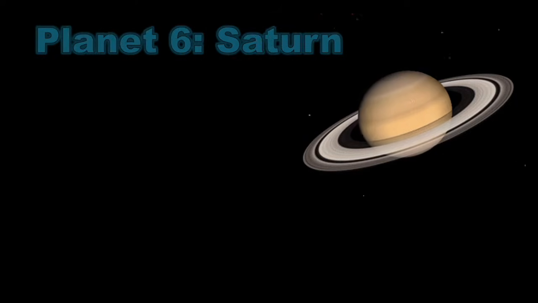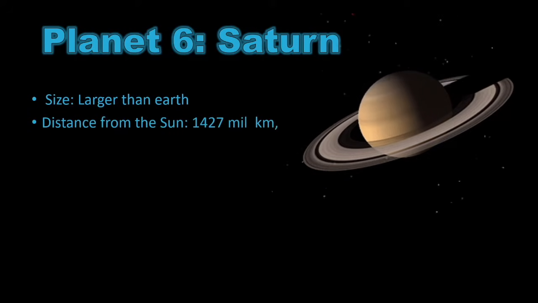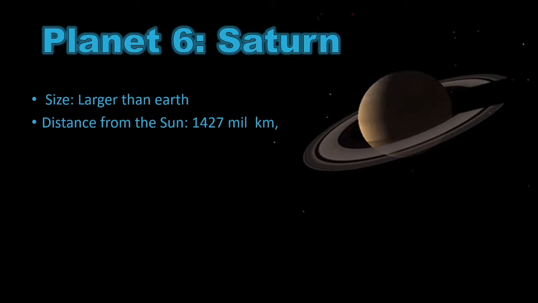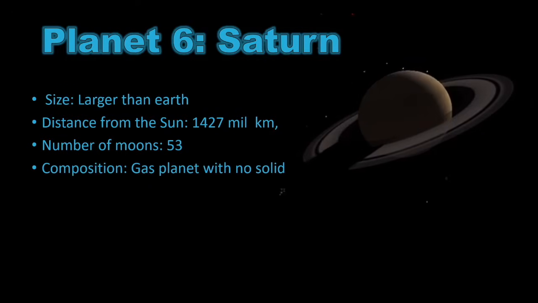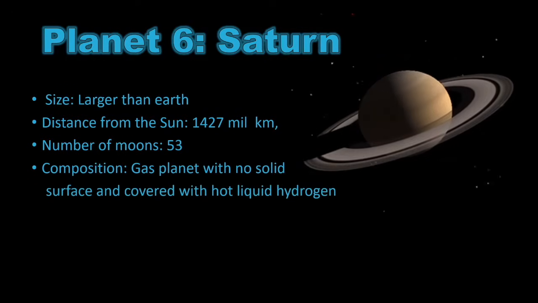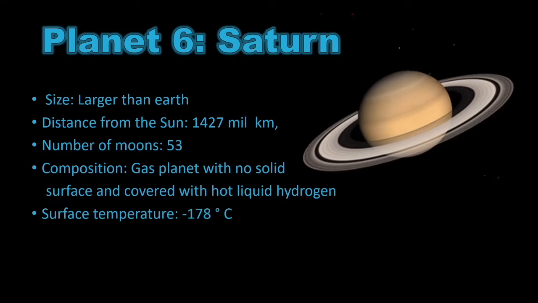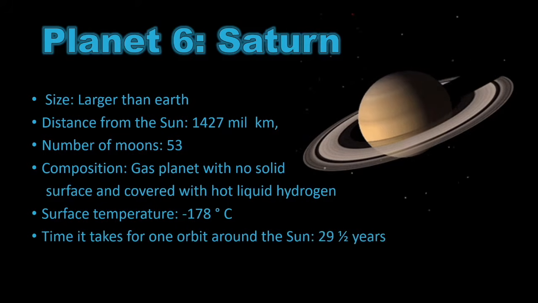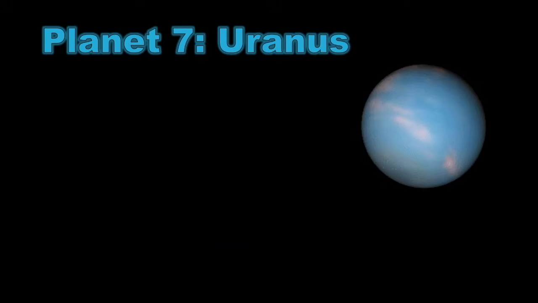Planet number 6 is Saturn. This is also larger than Earth. It's 1,427 million kilometers from the Sun, and it has about 53 moons. It's also a gas planet, and it is covered with hot liquid hydrogen. The temperature is about minus 178 degrees Celsius, and it takes about 29.5 years to orbit around the Sun.